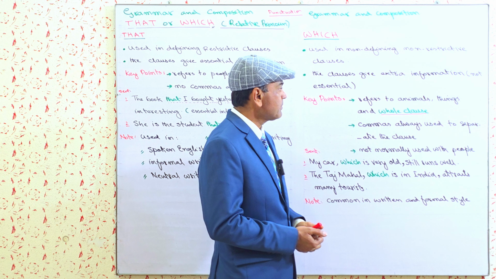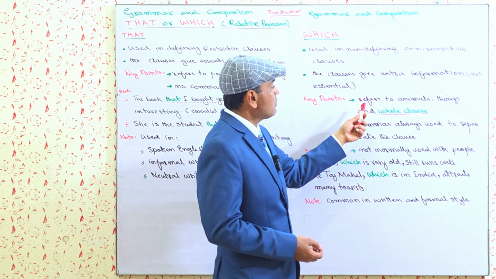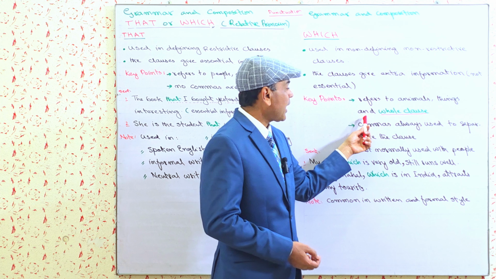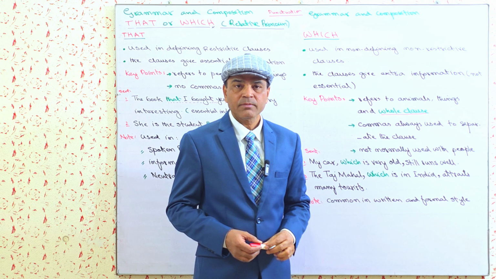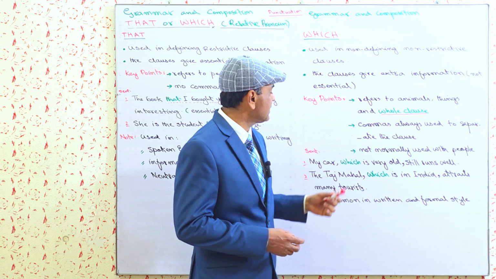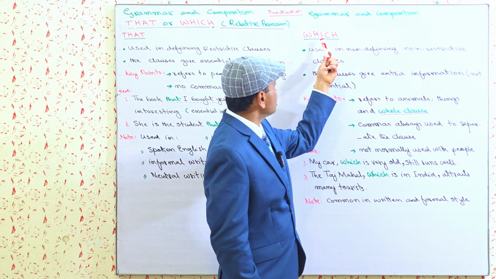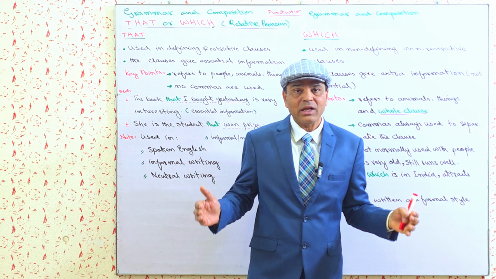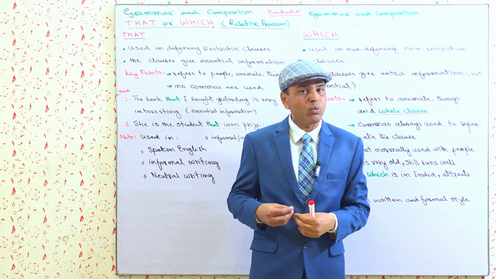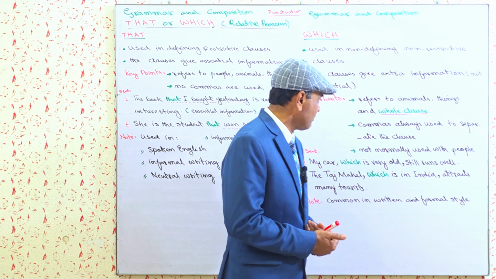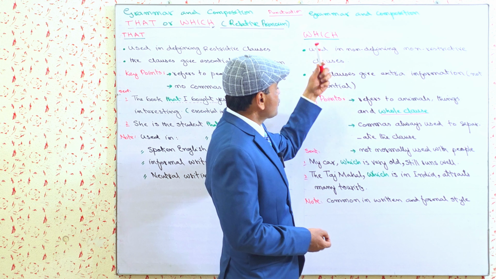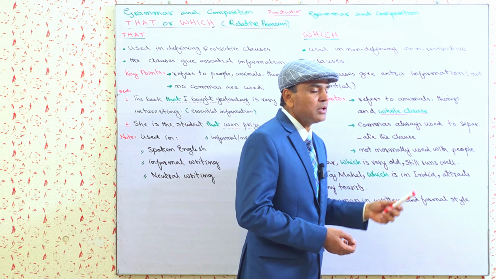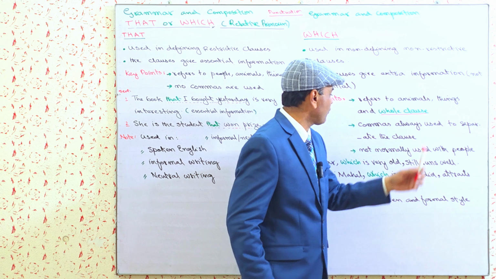The first point is that which refers to animals, things, and whole class. The most important part of this point is that mostly the word which is used to indicate the whole class rather than one word that may be a noun or some other word. So which indicates the whole class, or it also refers to animals and things.